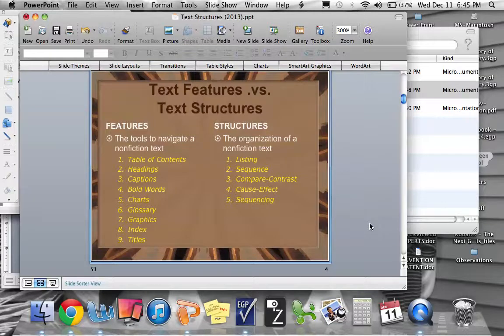We just recently learned about text features, and text features are the tools to navigate nonfiction text. These are the things that help us find what's important. Listing, sequence, compare, contrast, cause and effect, and sequencing are not text features, but they are text structure, and they tell us how a nonfiction text is organized.